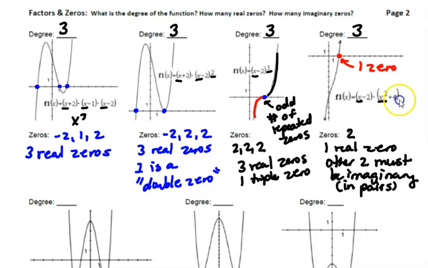So how do we find these imaginary zeros? We have x squared plus 4. Well, we know that x minus 2, if we set this factor equal to 0, we get x equals 2.